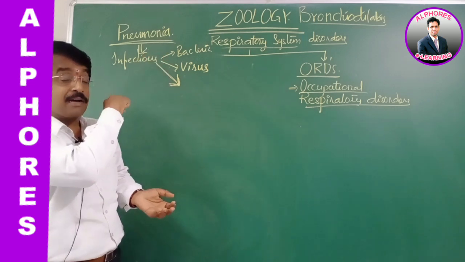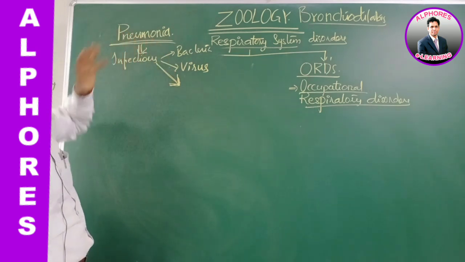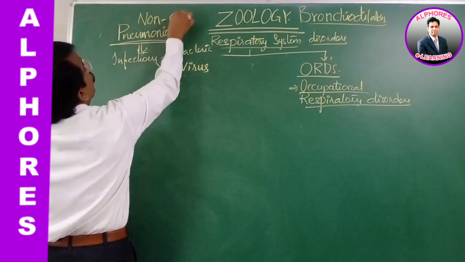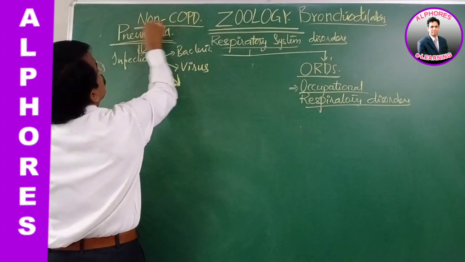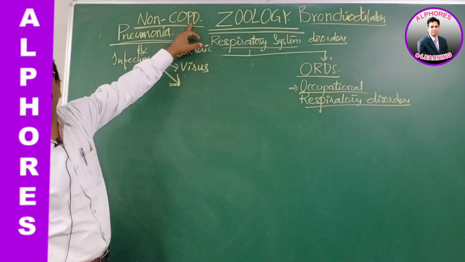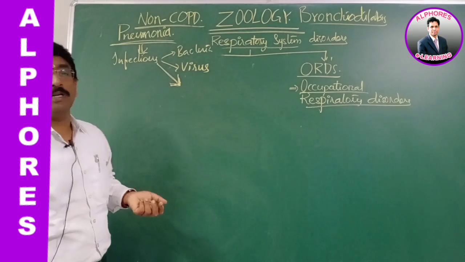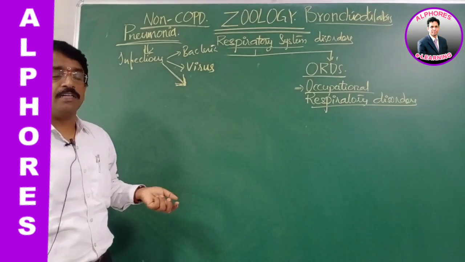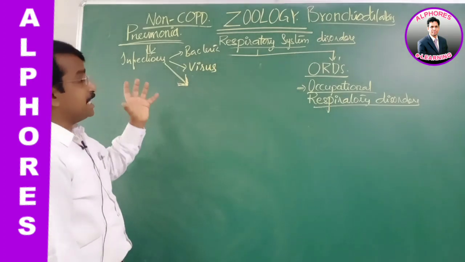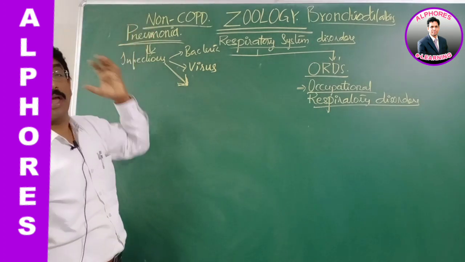But in chronic emphysema, which lasts for a long period, but this is for a short period, that's why it is said to be non-COPD. Pneumonia does not come under chronic obstructive pulmonary disorder. And naturally, the symptoms are difficulty in breathing, sneezing, snorting, and besides that, the alveoli of the lungs are filled with fluid, which we see in pneumonia.